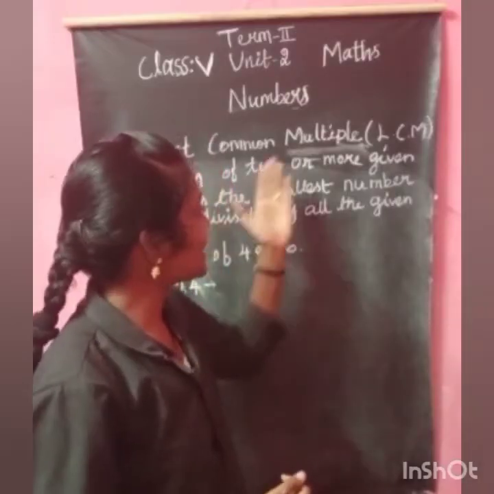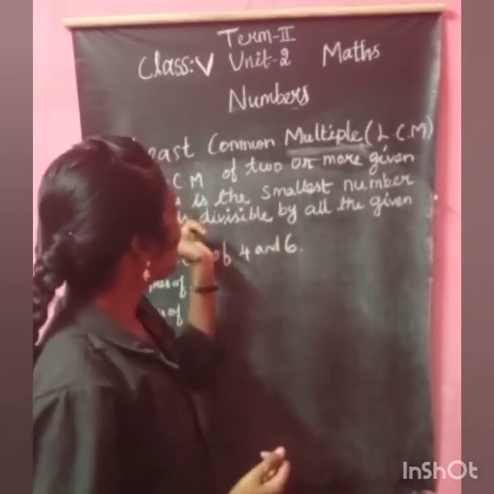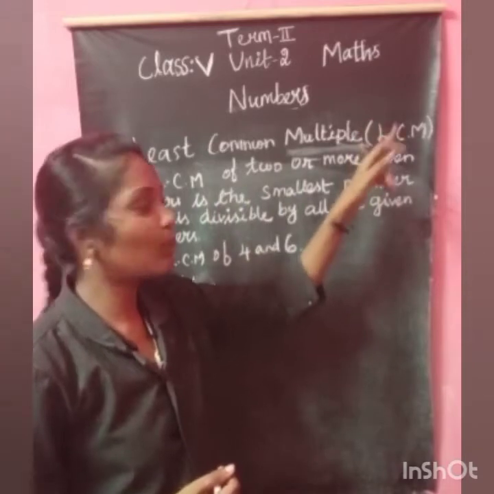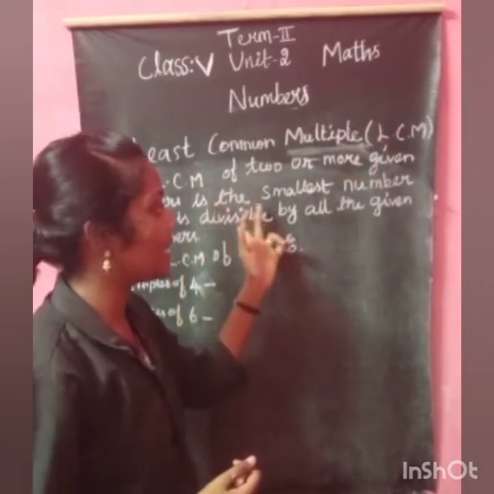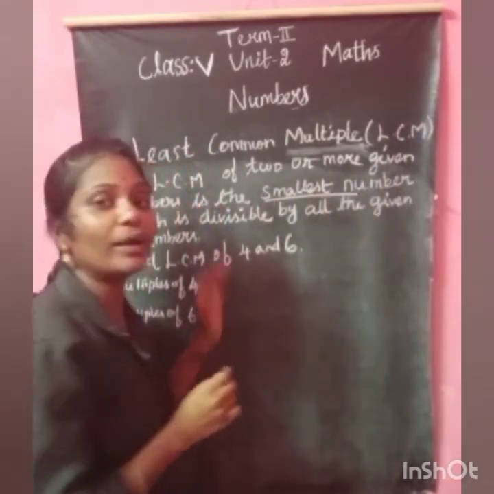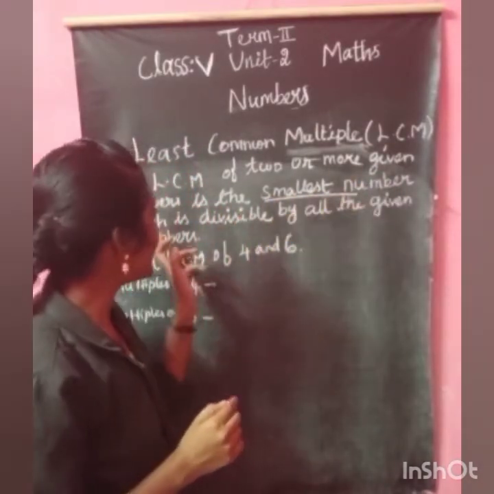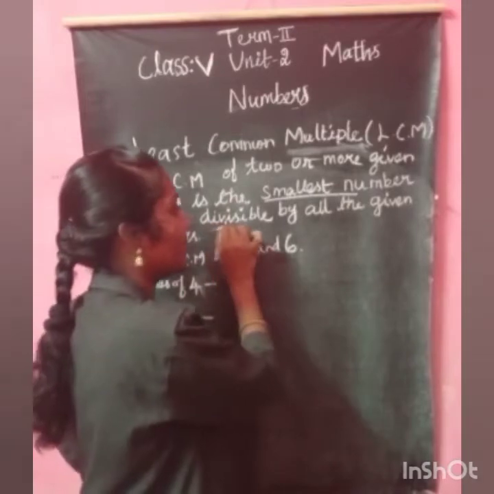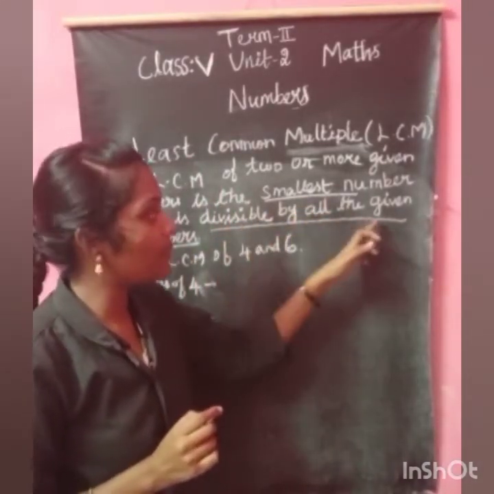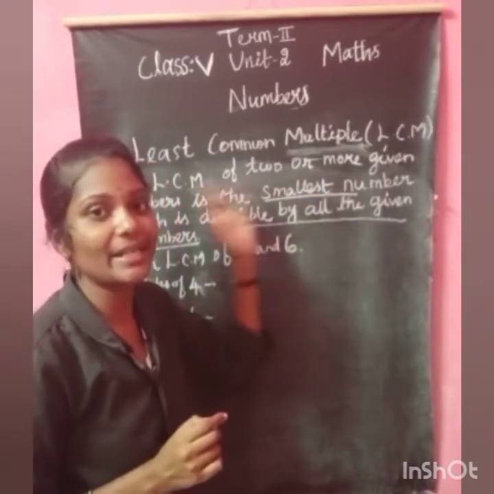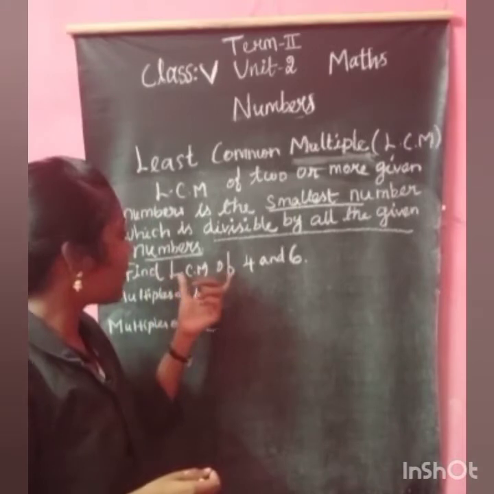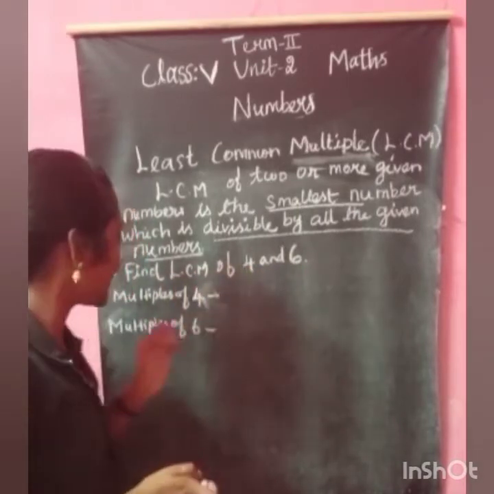Next, least common multiple. So, LCM: the least common multiple of 2 or more given numbers is the smallest number that is divisible by all the given numbers. Example, find the LCM of 4 and 6.